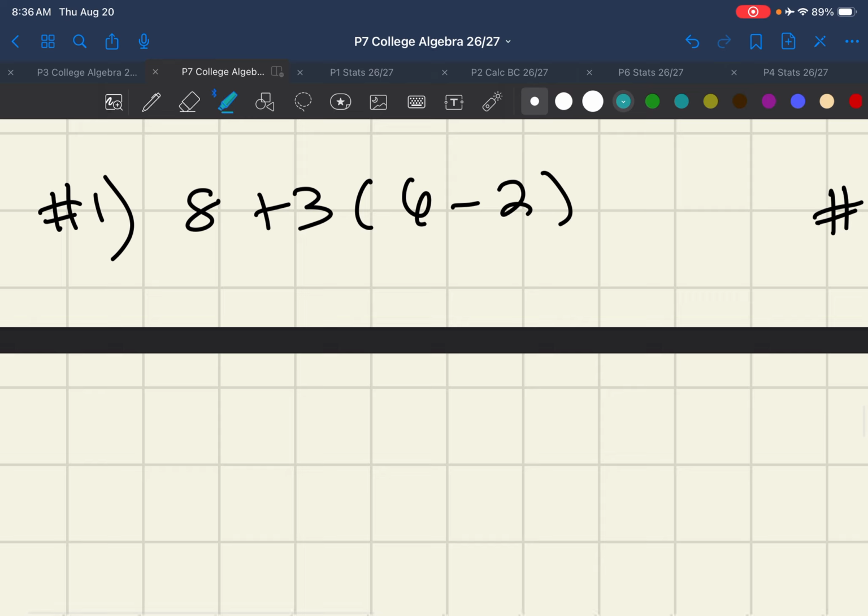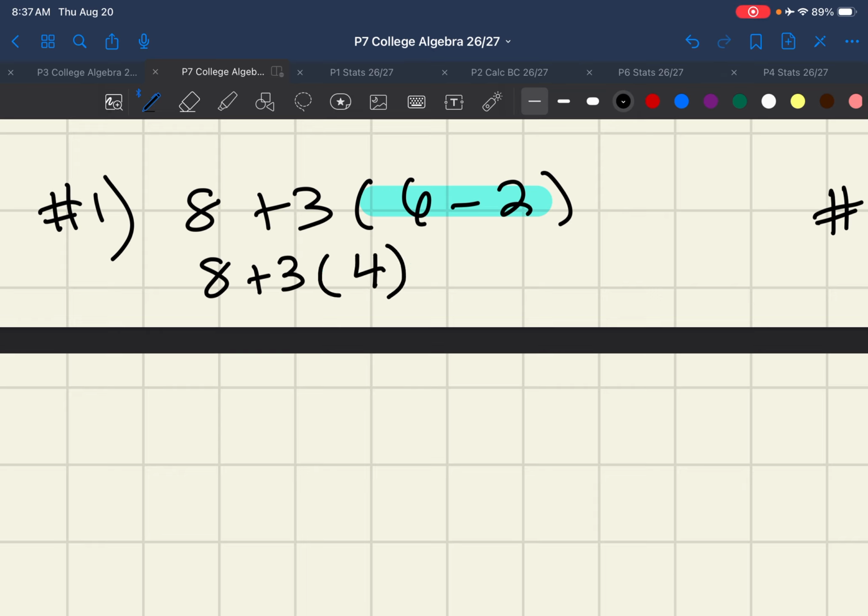So the first example here, we have 8 + 3(6 - 2). So using GEMDAS, we're going to look for our grouping symbols first, and that is the 6 - 2. So then I have 8 + 3 times, so 6 - 2 is 4. Bring that down. So remember, I can use multiply as that dot or as a parenthesis. So then following GEMDAS, multiply would come next. So I have 8 + 12. And then finally, I'm adding to get my answer of 20.